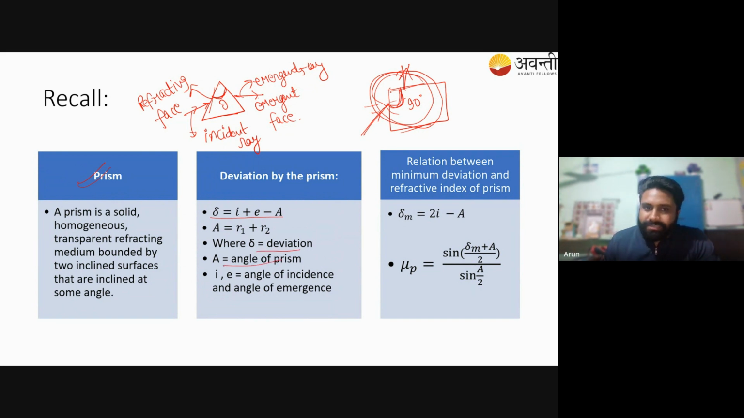A is the angle of prism. I and E are the angle of incidence and emergence. Got it? Then after this, we will deal with the relation between minimum deviation and the refractive index of the prism.